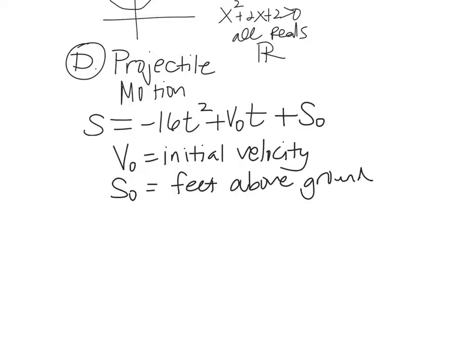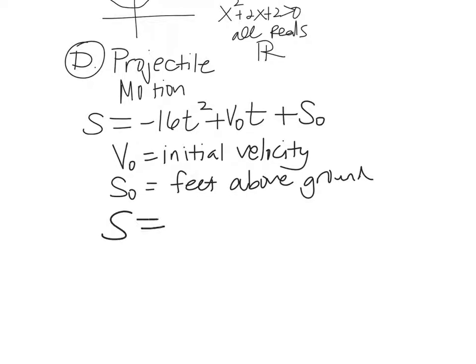S is going to be feet, okay? S is a variable. As the object goes, it changes its feet from the ground, okay? And T is going to be the time in seconds. Seconds after the launch, we just write seconds. All right, so here we go.